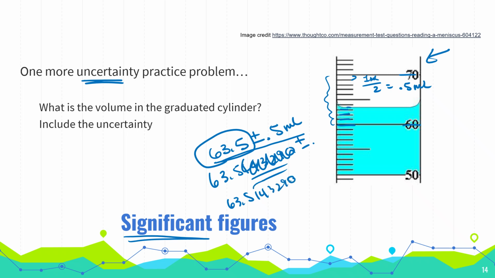63.514329, these digits are not significant. They mean nothing. They're not important. They're silly. I made them up. I can't know that. But I can know close to 63.5 plus or minus 0.5. This is the idea of a significant figure. The digits, the numbers within a measurement that actually mean something.